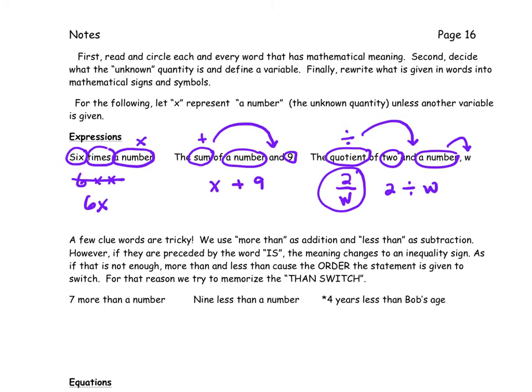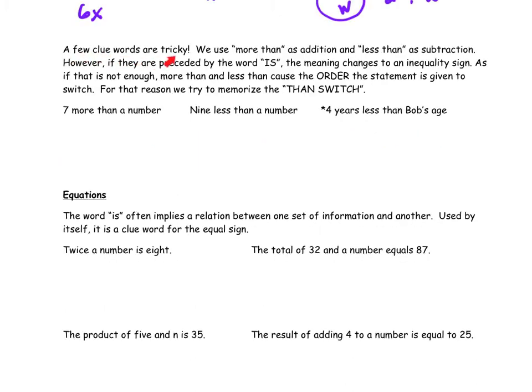Now let's move forward. A few clue words are tricky. We use "more than" as addition and "less than" as subtraction. However, if they are preceded by the word "is," meaning if "is" comes before these phrases, the meaning changes to an inequality sign. As if that's not enough, "more than" and "less than" cause the order the statement is given to switch. For that reason we try to memorize this phrase called the "than switch." If I see "than" and it's not preceded by "is," I'm going to switch the order of what's given to me. So let's see what that looks like.